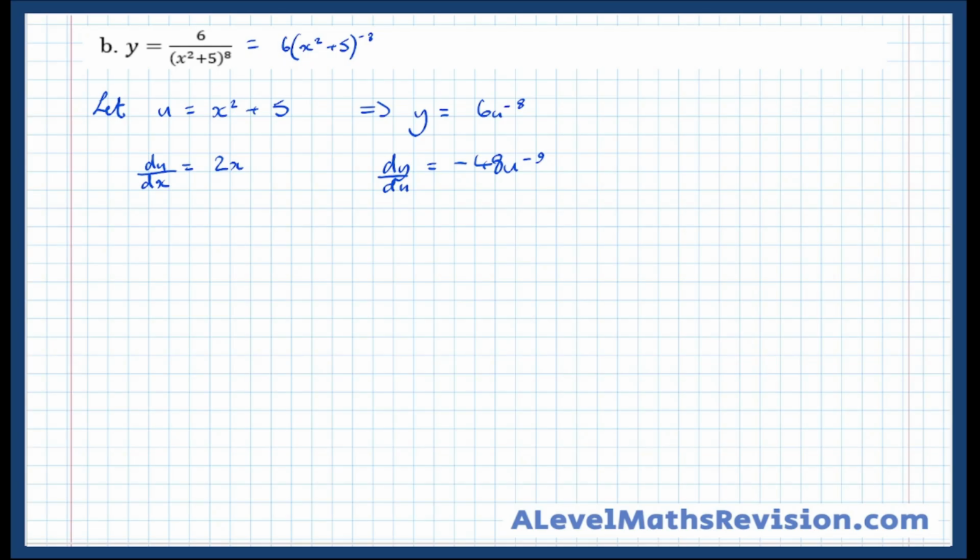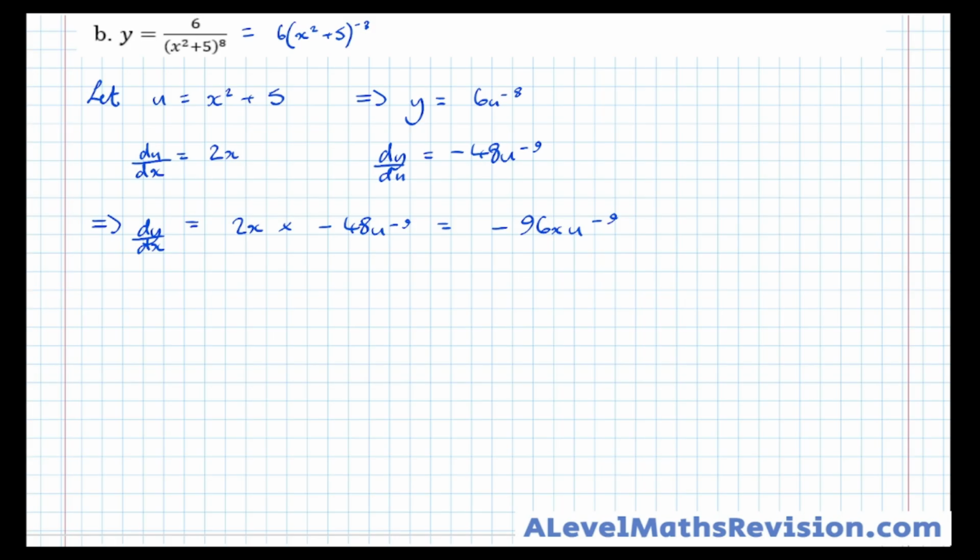Right, and then finally getting dy by dx, we multiply them together: 2x times minus 48u to the minus 9 equals minus 96x u to the power of minus 9. And remember, the question was nothing to do with the variable u. So putting it back in terms of the original variable, we get minus 96x, and then it's (x squared plus 5) to the power of minus 9.